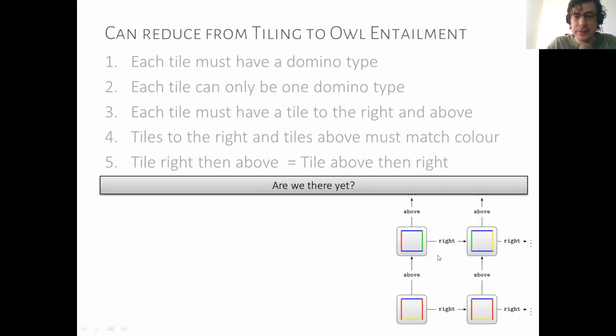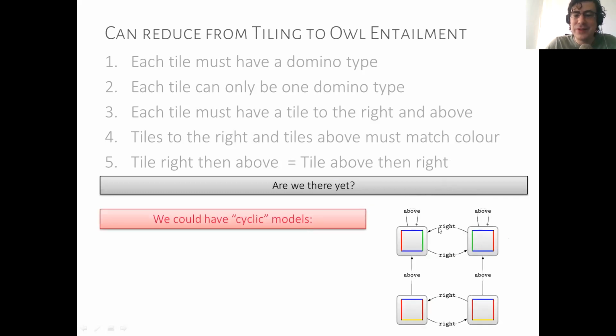So now we seem to have encoded a lot of details about the problem. Are we there yet? Well, we have one thing to consider, which is that we could still have a case like this where we have cyclic models. So we could have something where right goes this way and above goes this way. We can somehow have these sorts of models that satisfy the ontology that we've described thus far.